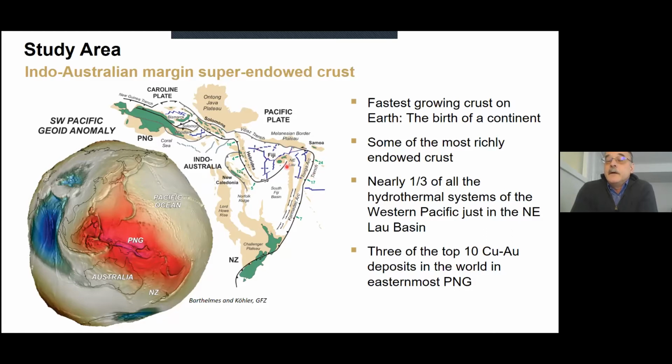The Lau Basin is a little bit unique among this group of environments because it has the highest predicted mantle temperatures in the Western Pacific, based on or inferred from seismic velocity models. So if ever there was a place we wanted to compare to Archean greenstone belts, this is probably it.